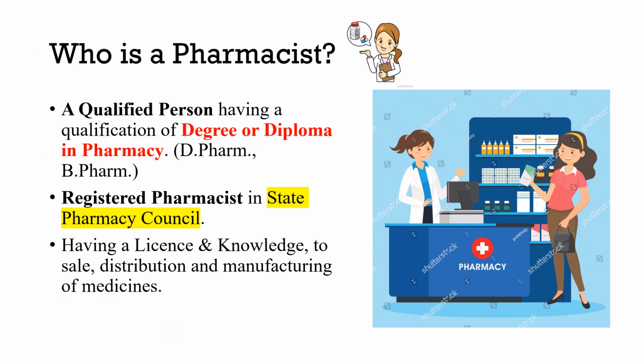Now coming to who is a pharmacist. Now everyone knows who is a pharmacist as this subject is included in the final year B.Pharm semester. All must be aware about who is a pharmacist. So if we see, a pharmacist is a qualified person who is either having a degree or a diploma. It should be a degree or it should be a diploma in Pharmacy, that is either D.Pharm or a B.Pharm.